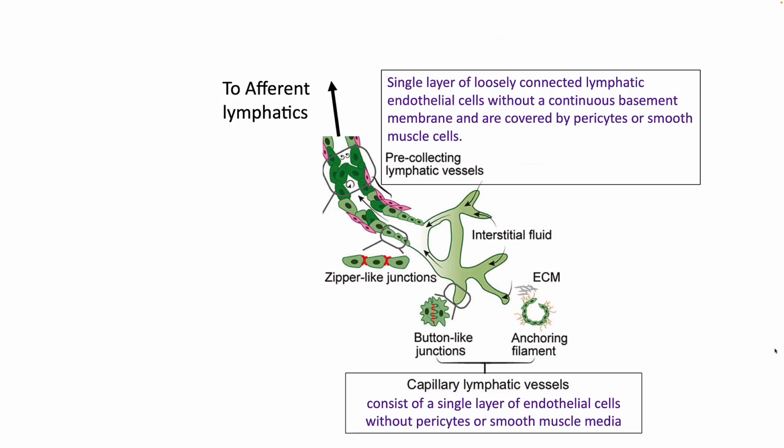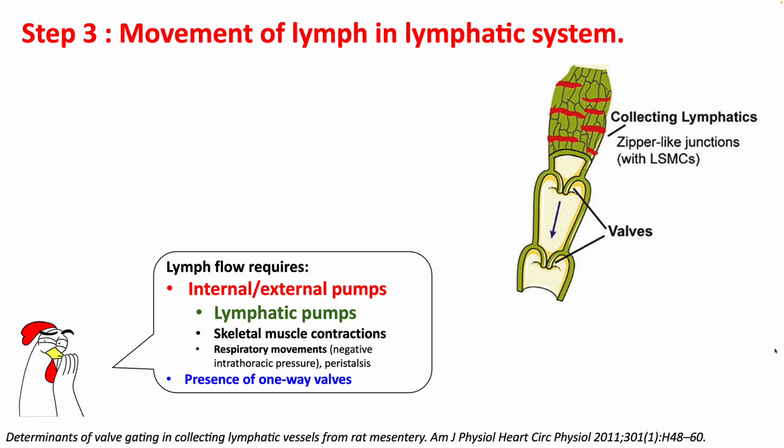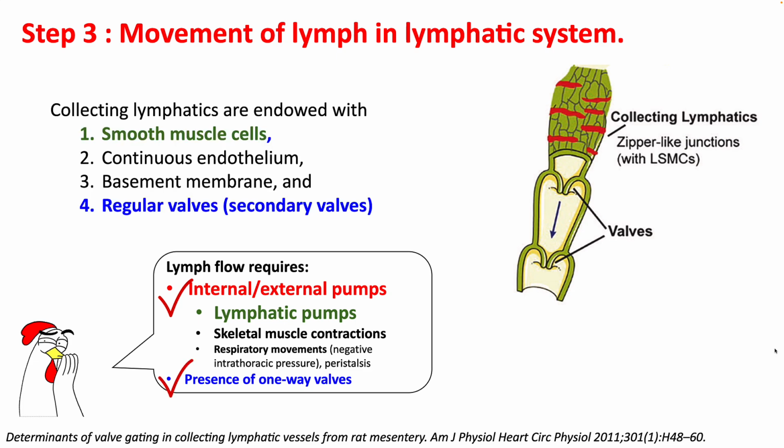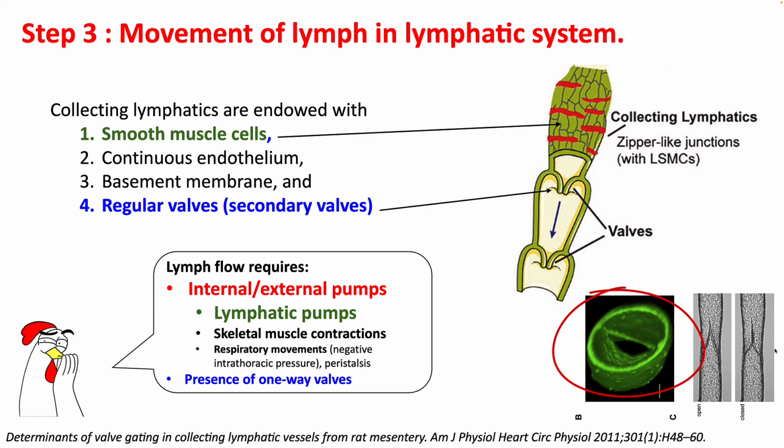valve system. Once the fluid enters initial lymphatic capillaries, it is diverted towards the afferent lymphatics. The movement of lymph in the lymphatic system involves two processes. First is your pumping, and second is the presence of one-way valves. The collecting lymphatics are endowed with smooth muscle cells, which act as lymphatic pumps and have regular valves, which are called secondary valves. These are semilunar valves, and this allows for one-way flow of lymph.